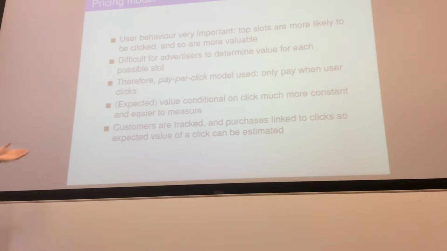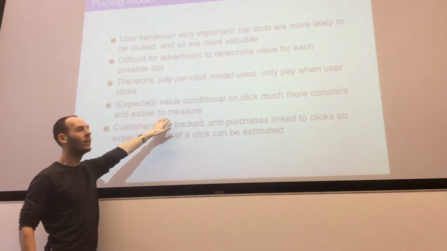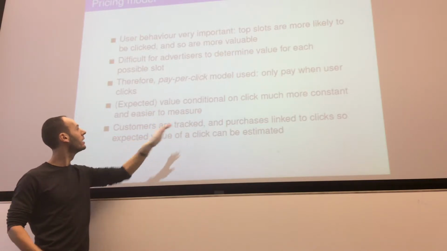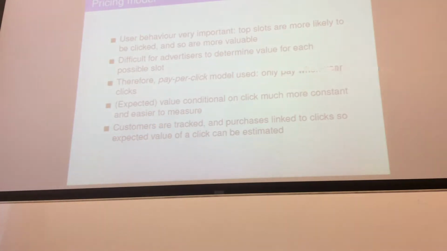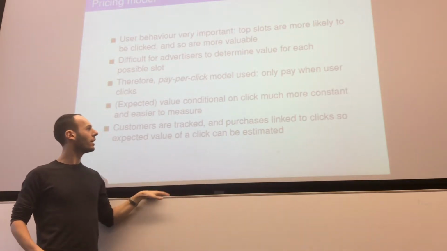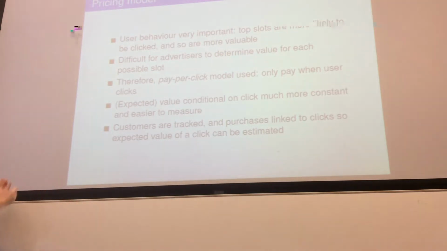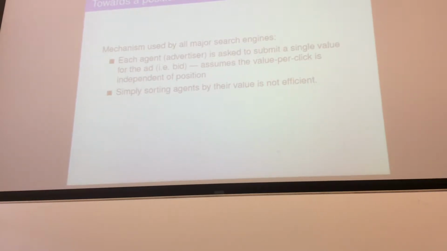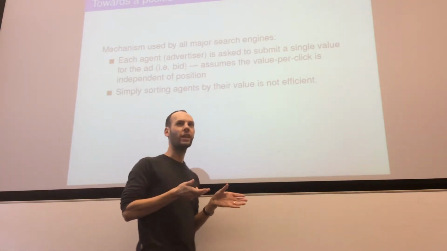So the expected value, conditional on click, is much more constant and easier to measure. Okay, that's why it's pay per click and not pay per impression. Because there's also this tracking that happens within the website, right? You can actually track and say, okay, for a given keyword, once it's clicked, what will be the possibility of purchasing? So the expected value can be computed.